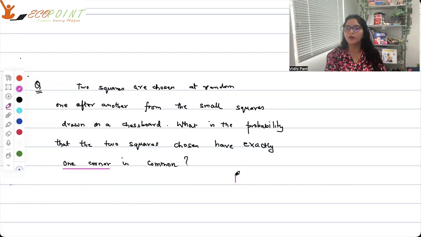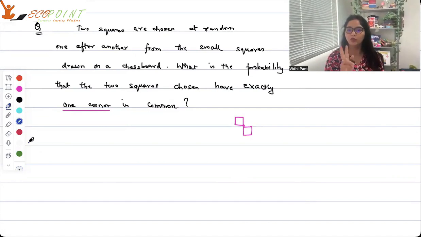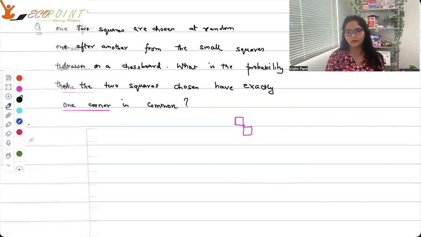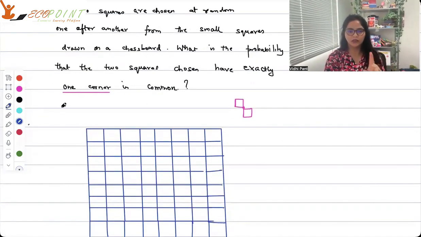Now, what is a corner? You have to be careful with corner and side. A corner is this, the point. Not the side. We're talking about corner here. I'm going to give you two ways to solve this question. Let's now understand this question on this chessboard.